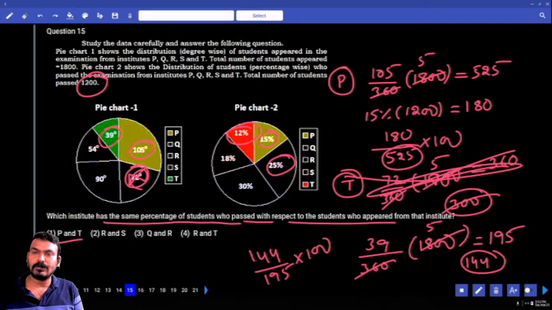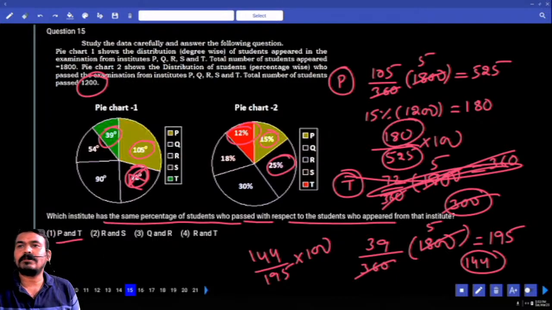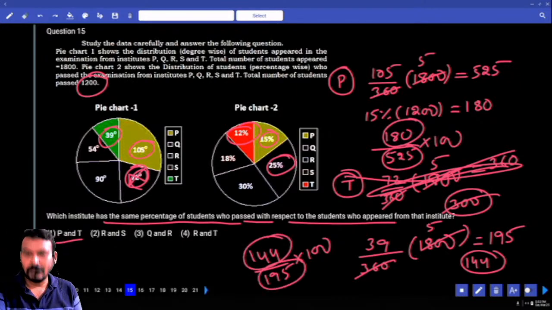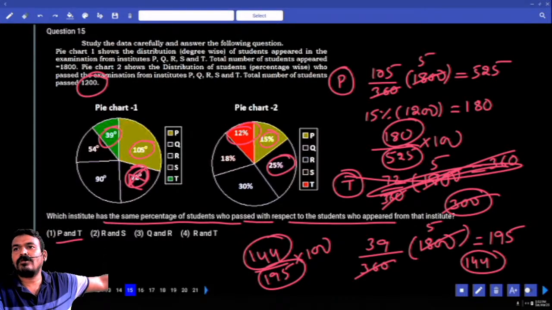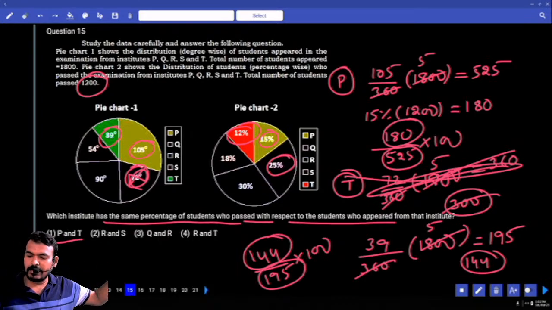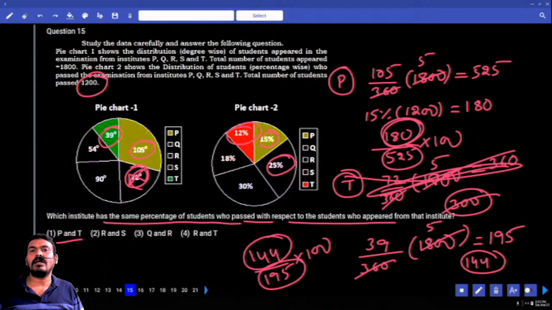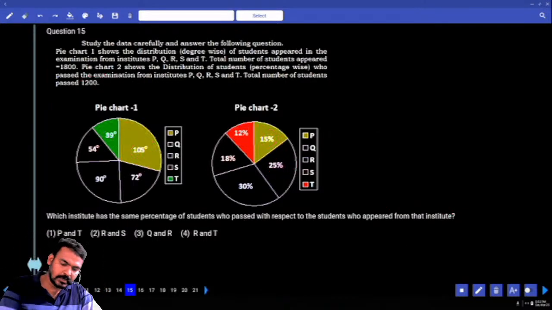What is 10% of 525? 52.5. 30% is 156 something. But here it is 180. More than 30% or less than 30%? More than 30%. Second one is 195 and 144. What is 10%? 19.5. What is 40%? 78. Means it will be more than 40 or less than 40? More than 40. But 180 is less than 40. Means these two are not equal. So the first option is not satisfied.